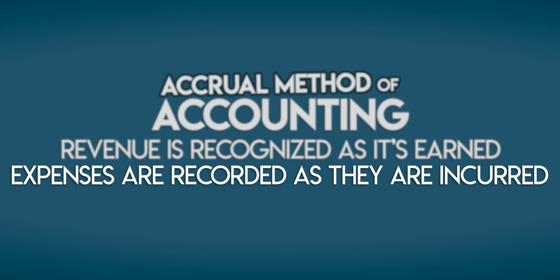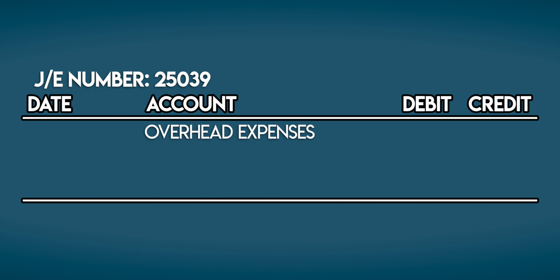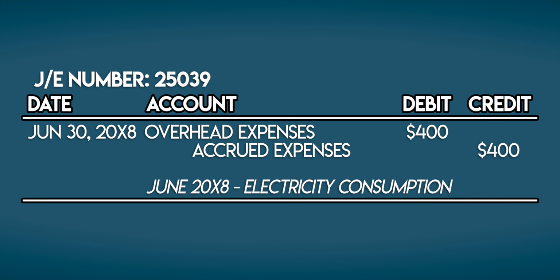So let's record this transaction using double entry accounting. First things first, we'll debit overhead expenses to record a $400 cost in your income statement. And then we'll credit accrued expenses by $400 to recognize a liability in your balance sheet. We'll add a description and a date, June 30th, because that's the date that we're going to record the transaction in your General Ledger. This type of transaction is called an accrued expense because you've used the electricity in the past, but you haven't received an invoice or made the payment yet.